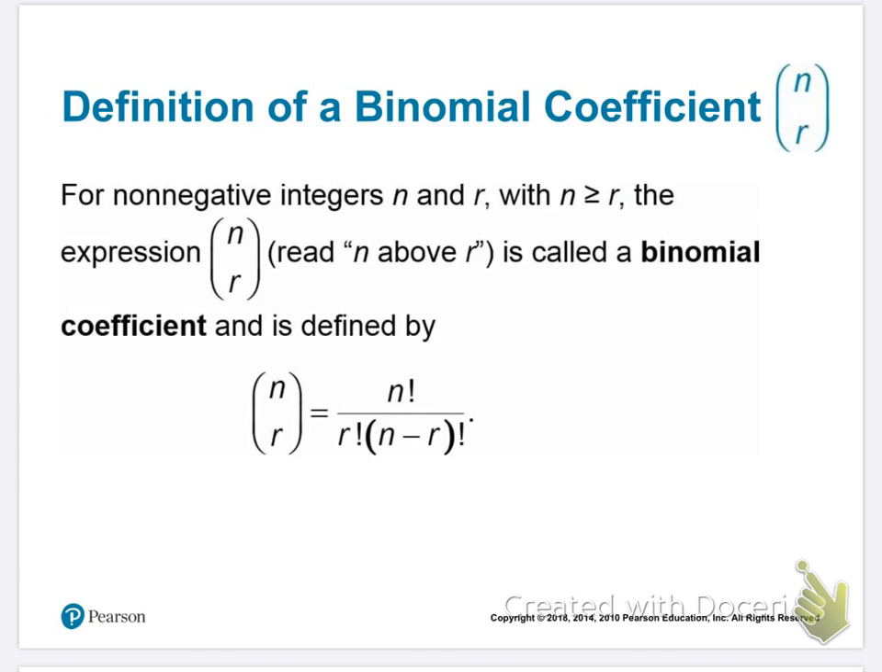Here we have the definition of a binomial coefficient for non-negative integers n and r, where n is greater than or equal to r. The binomial expression n above r is called the binomial coefficient and is defined by n factorial over r factorial times n minus r factorial. So this is defining that coefficient of the binomial.